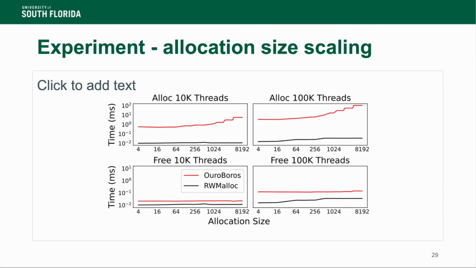This figure shows the total kernel running time when the allocation size scales. Ouroboros performance decreases by more than an order of magnitude when allocation size increases from 4 to 8 kilobytes. And random walk malloc is insensitive to the change of allocation size.